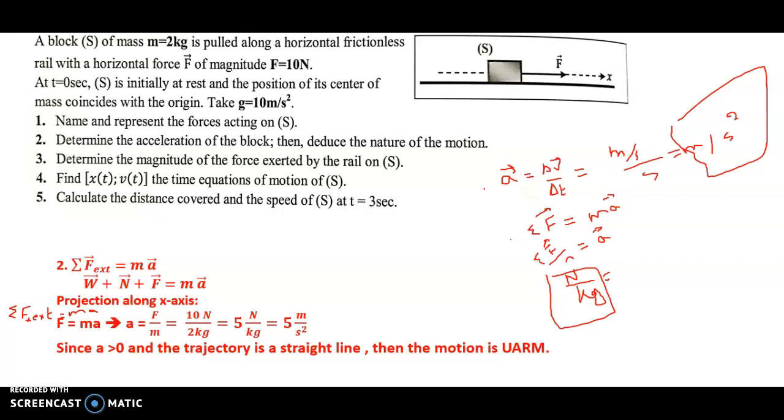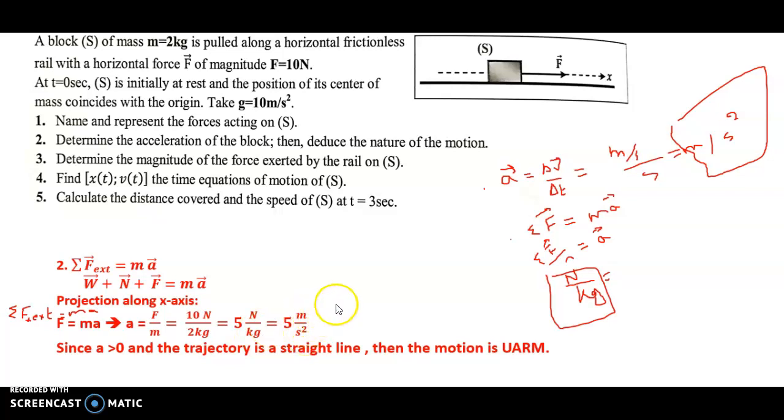Now determine the acceleration of the block, then deduce the nature of the motion. The summation of external forces is equal to m a vector by Newton's second law. W vector plus N vector plus F vector equals m a vector. Projection along the x-axis: the x component of the external forces is equal to ma. The horizontal force here is plus F because it's in the positive direction, equal to ma, then a equals F over m, 10 Newton over 2 kilograms, 5 Newton per kilogram, 5 meters per second squared.